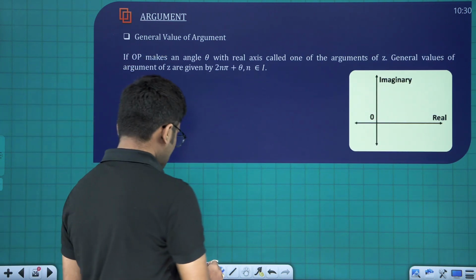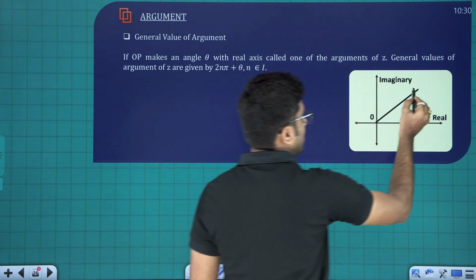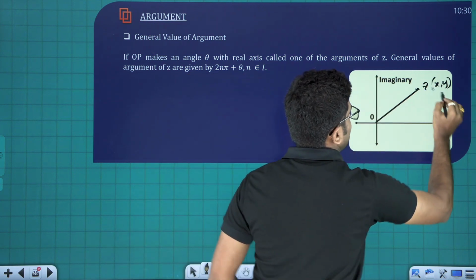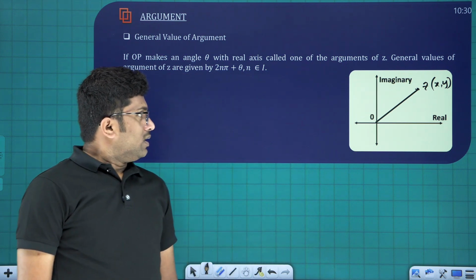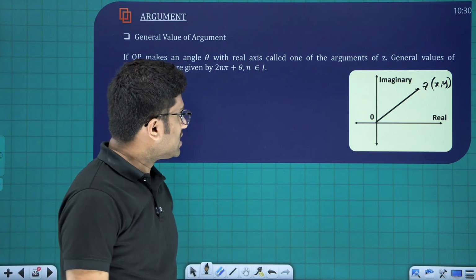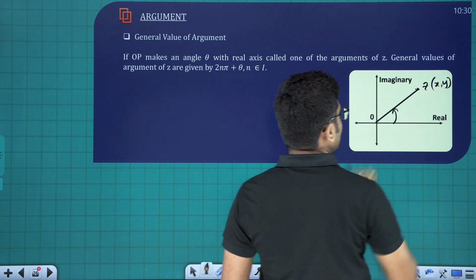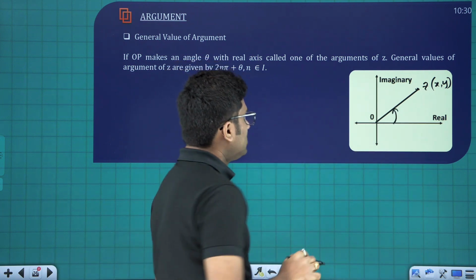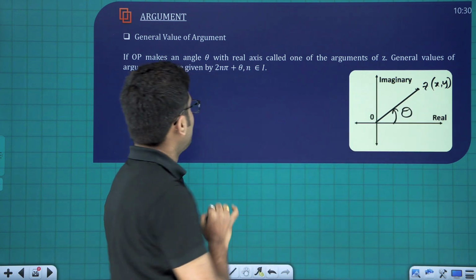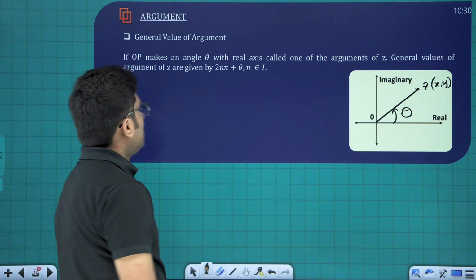Next, argument of a complex number. See, friends, simple again. If z is any complex number, z equals x plus iy, then it is represented as a point (x, y) in the Argand plane. Then the angle made by the line segment OZ with the positive direction of the real axis is called the argument, friends.